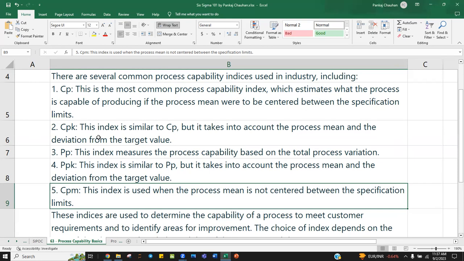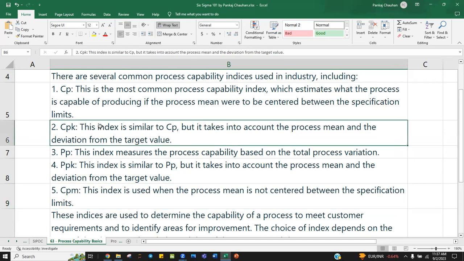Now CPK is similar to CP, but it takes into account the process mean and the deviation from the target value. So what is your average value? What is your target value? The difference between that divided by 3 times the standard deviation will be the CPK value.